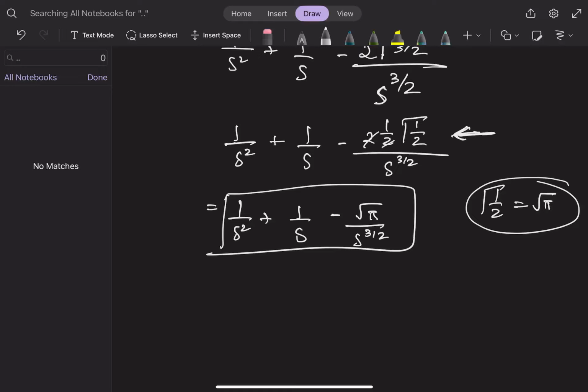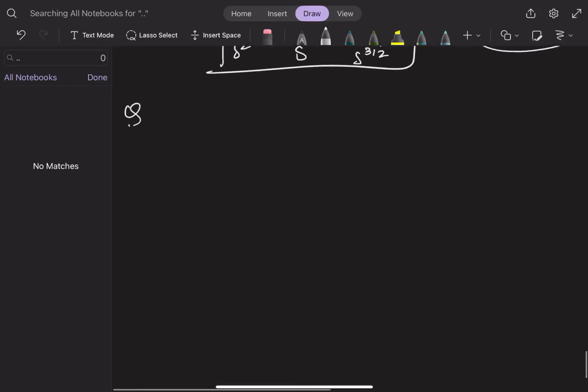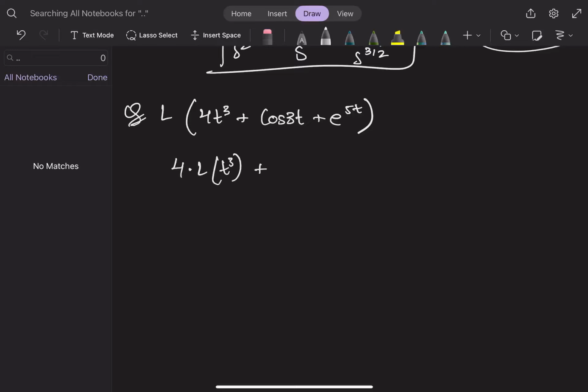Now let's try a different question. Find Laplace of 4t cube plus cos 3t plus e raised to 5t. Now to solve this, you only need to remember all the formulas that we did. So first of all, you can take out the constants and you can separate these terms. So this becomes 4 times Laplace of t cube plus Laplace of cos 3t plus Laplace of e raised to 5t.